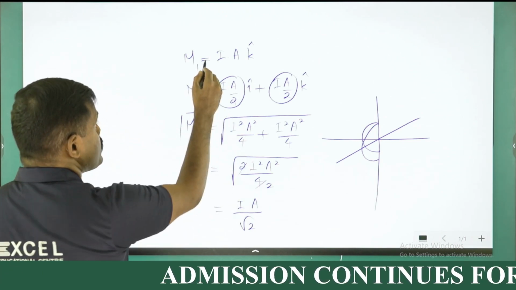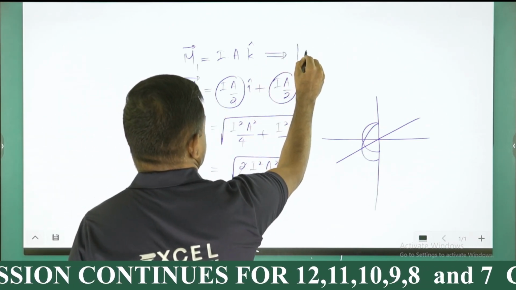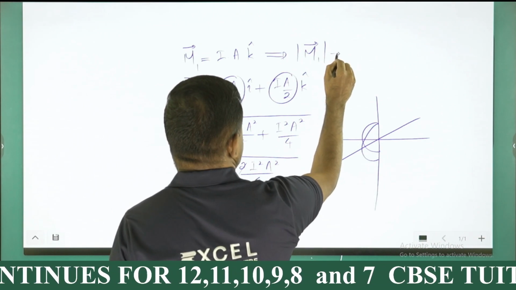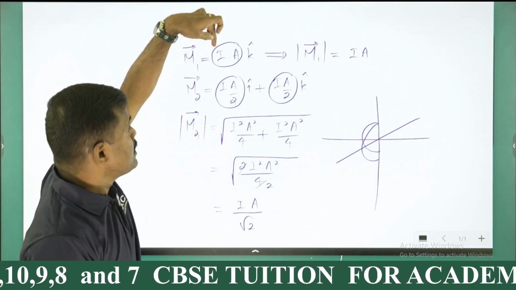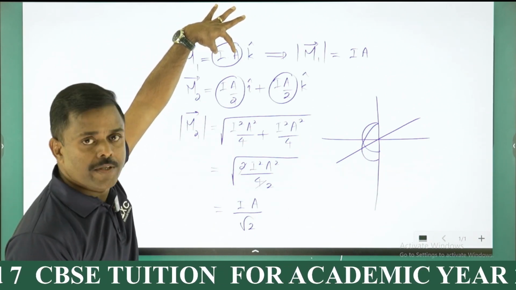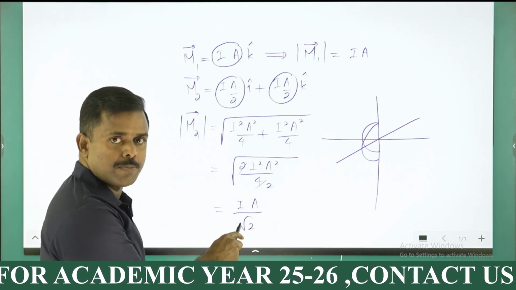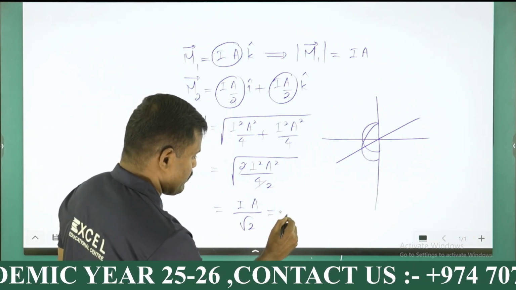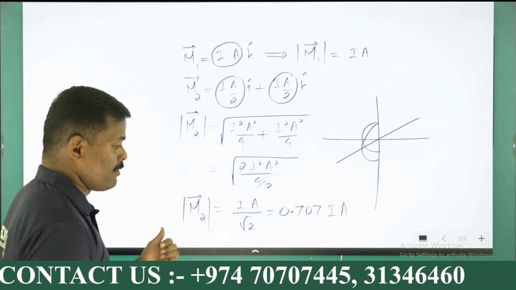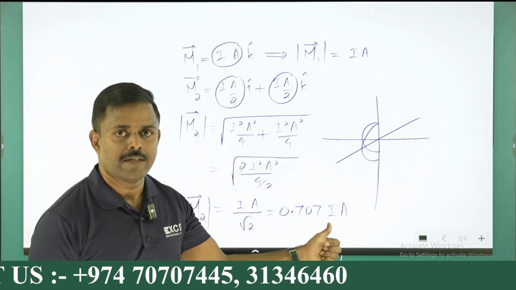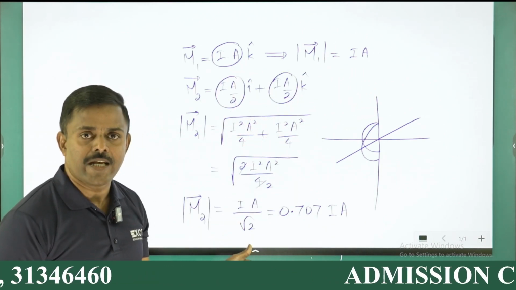Look at the magnitude of the first one. That's also a vector. The magnitude of the first configuration is only I into A, whereas the magnitude of the second configuration is I into A by root 2. If you put 1 by root 2, that is 0.707. So that will give you 0.707 of IA. So the magnitude of the second one is only 0.707 IA, whereas that of the first one is IA. Obviously, in the second case, the magnetic moment has come down.